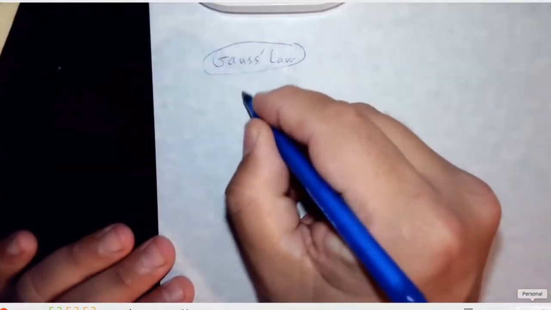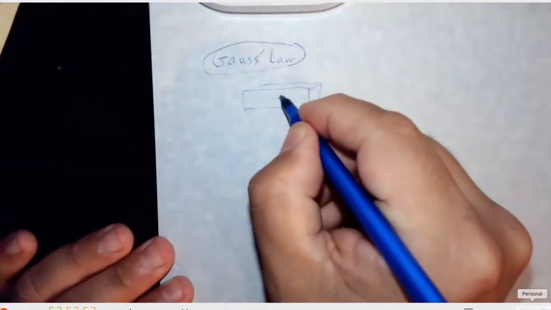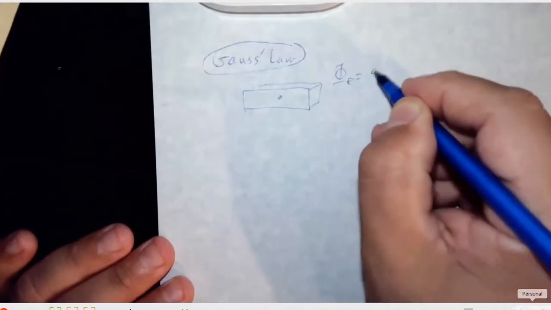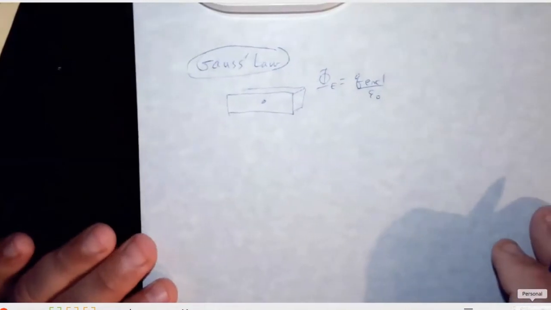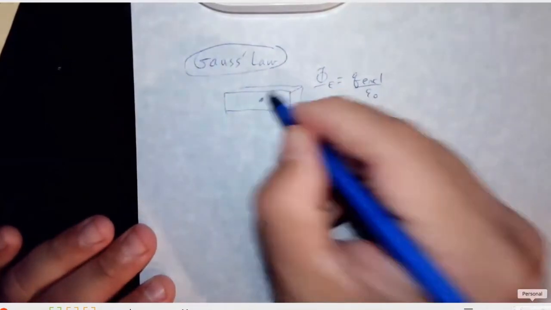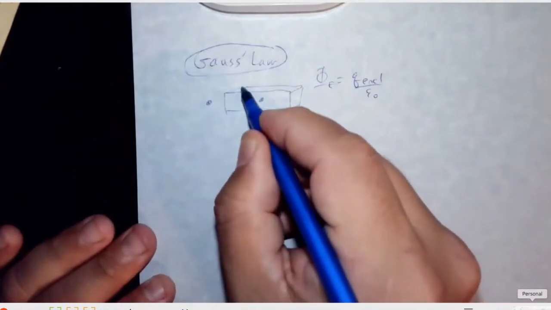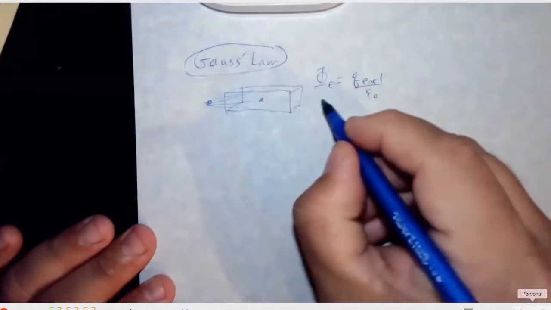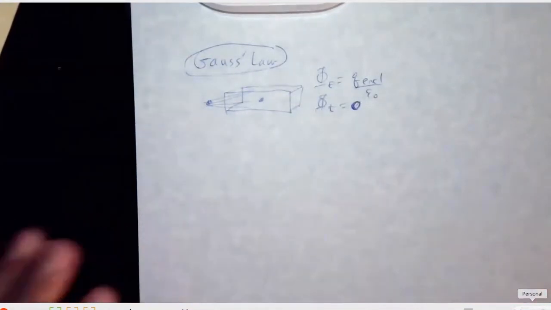If you put the charge in the box, any kind of box, cylindrical or anything, then the flux is Q enclosed over E0. And if we put it outside, and we kind of saw why and how that works, then the flux is 0, right?